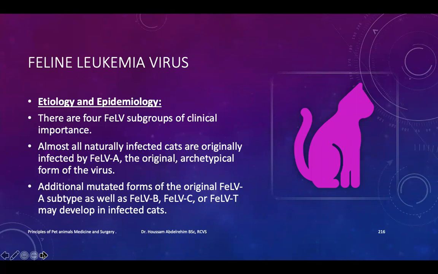في 4 feline leukemia virus subgroups. Almost all naturally infected cats are originally infected by feline leukemia virus type A. وده الأوريجينال archetypical form of the virus. في additional mutated forms حصل فيها طفرة of the original feline leukemia virus A subtypes as well as the feline leukemia virus B و C و T.